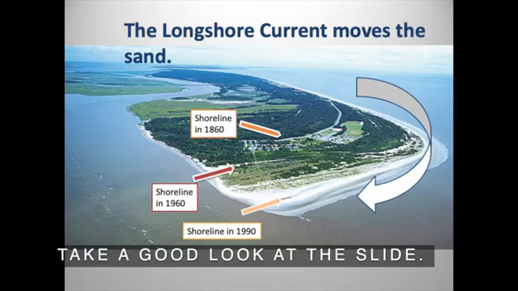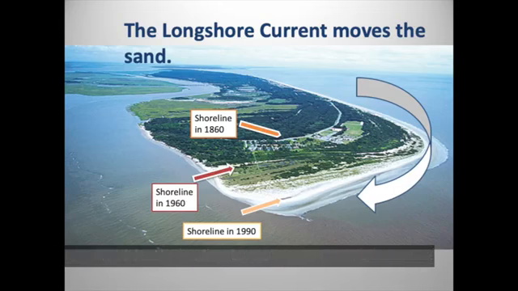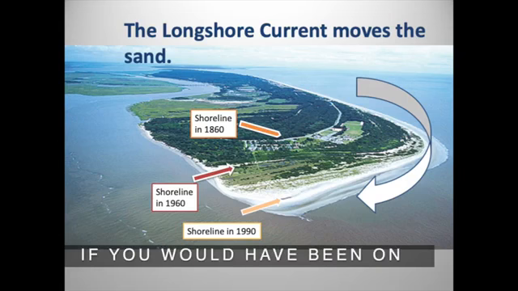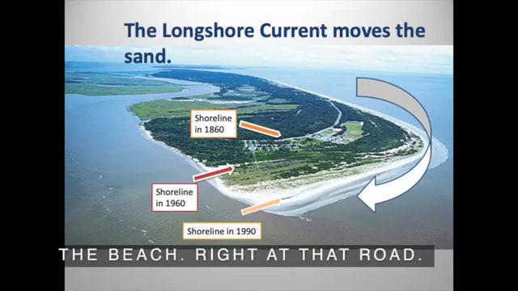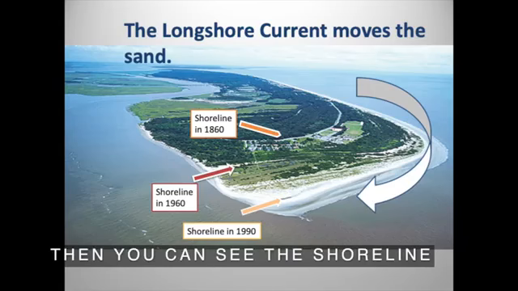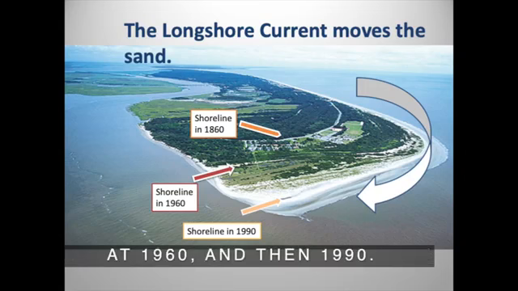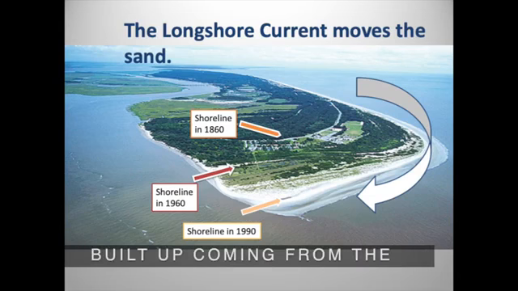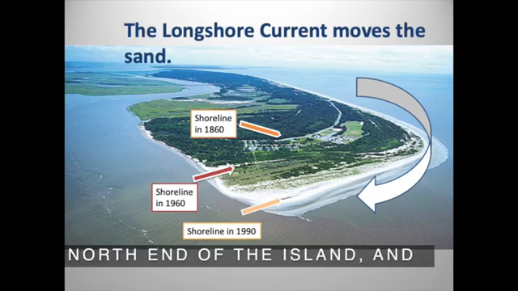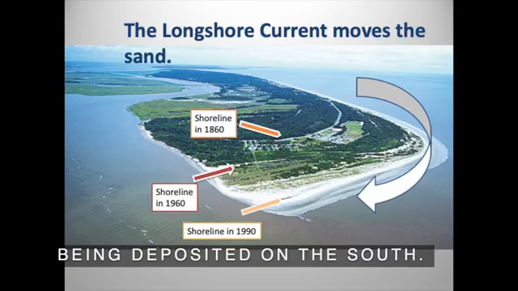Take a good look at the slide. See where the shoreline was in 1860? That's actually now Beachview Drive. If you would have been on Jekyll Island during the Civil War, this would have been the beach, right at that road. Then you can see the shoreline at 1960 and then 1990. Look at all the sand that's built up, coming from the north end of the island and being deposited on the south.